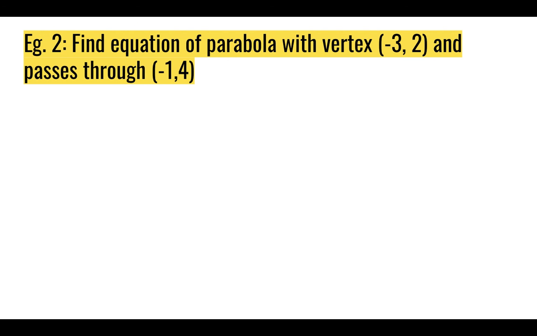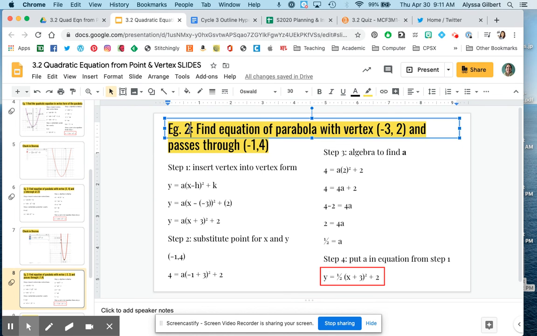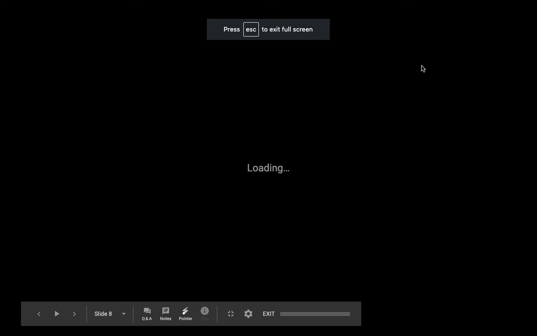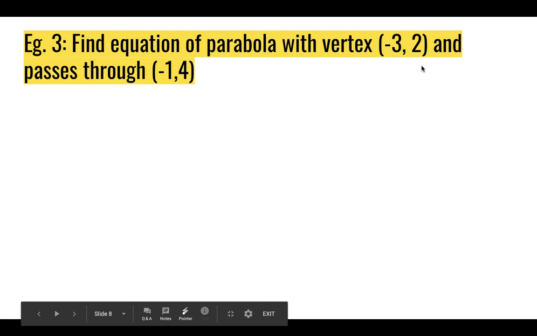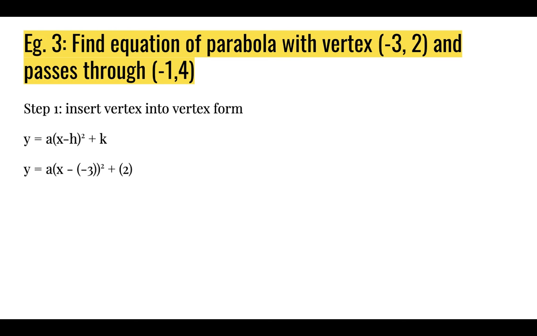Okay, well, this should be example 3. And I think this is the last example, I believe. So this is just, you have the vertex and you have a point. Okay, so same steps, insert your vertex into the vertex form. So your x value of the vertex is h, so that's going to become -3, and k is your y value of the vertex, which is going to be 2. Okay, we're just going to clean this up a little bit. If you have minus a negative number, you're going to add it.